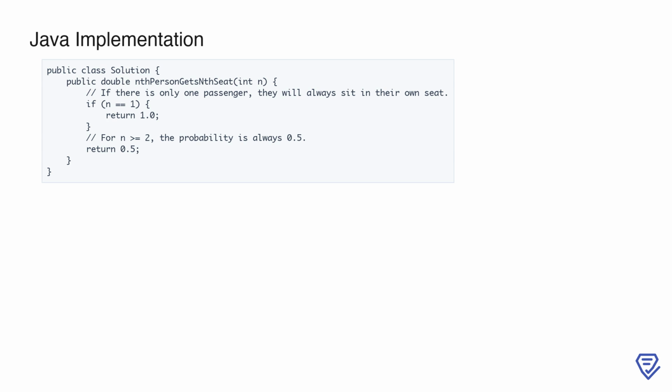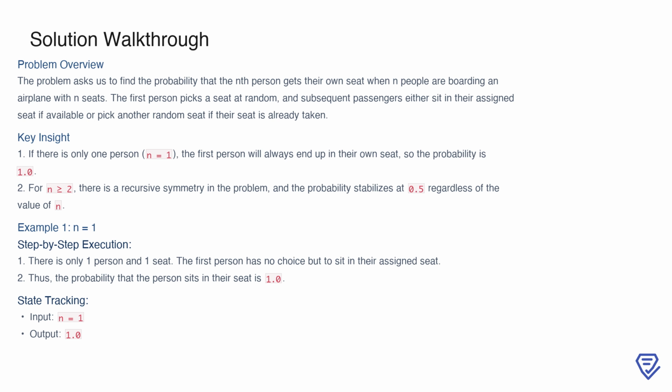The problem we're tackling involves passengers boarding an airplane with exactly as many seats as there are people. The first person chooses a seat completely at random, while each subsequent passenger takes their assigned seat if it's available or picks another random seat if theirs is already occupied. Now, the key insight here is that when there's only one passenger, the outcome is straightforward. The person has no choice but to sit in their assigned seat, so the probability is 1.0.